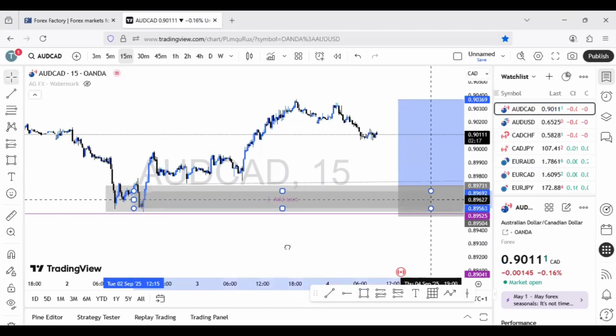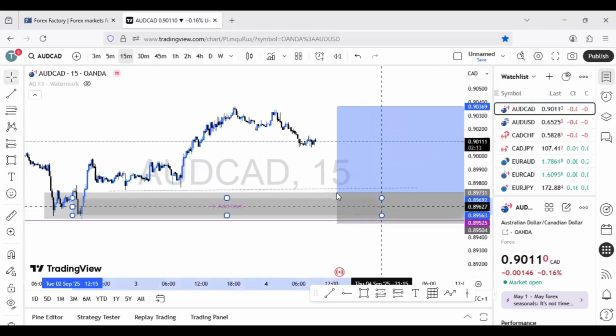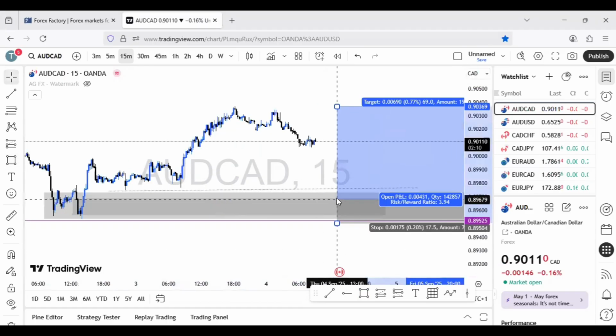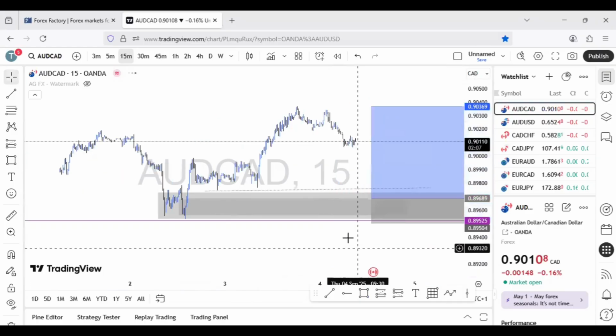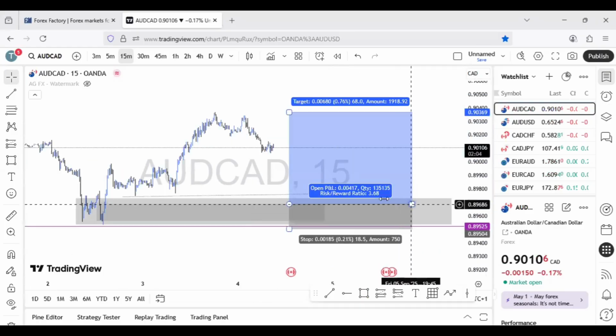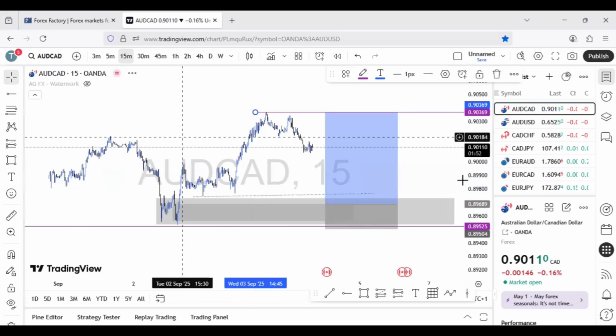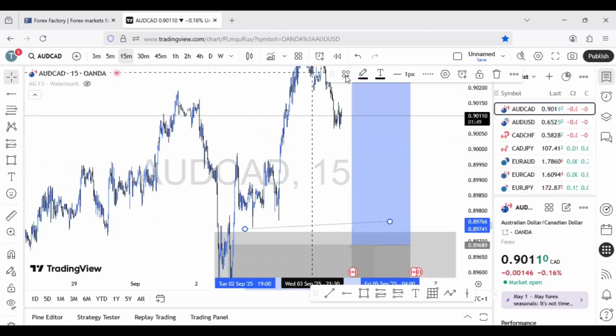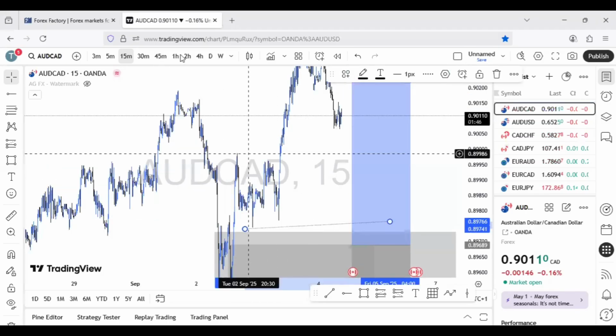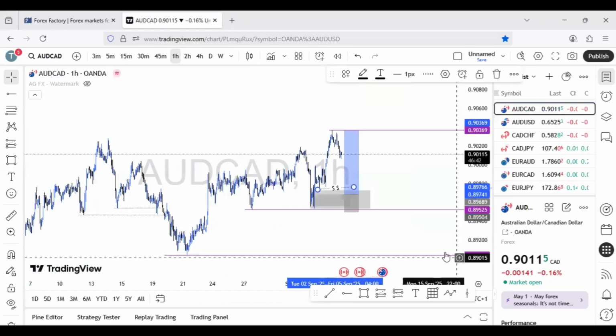So I can go back now and drop my entry down a little bit. So my entry will now be here. Is it 3 RR now or not? Yes, it is. So it's as simple as that. You can see how I easily broke it down. So most likely, if price comes back towards this area, we should see a reaction there. So it's quite clear on the 1 hour.